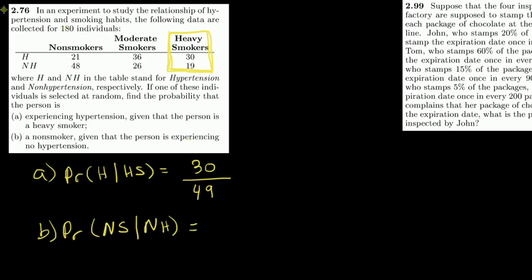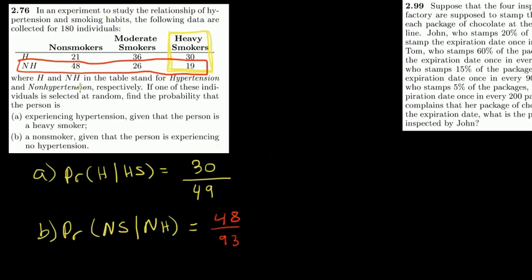Let me change colors. So we are given that we do not have any hypertension, so we are definitely part of this group. If you add up 48, 26, 19, I think you get 93. So what's the probability of being a non-smoker? If you definitely belong to this group I've circled in red, there's 48 out of those 93 that are non-smokers.